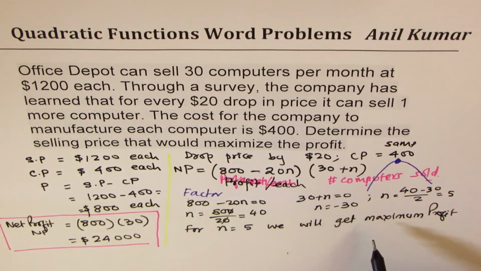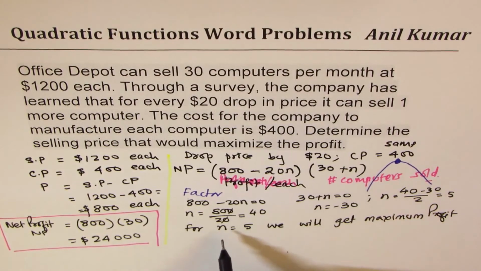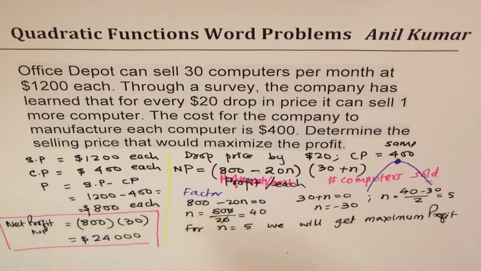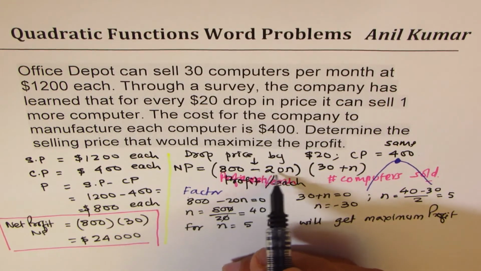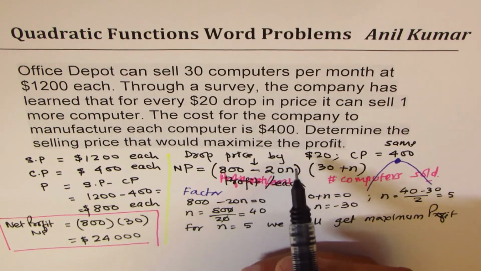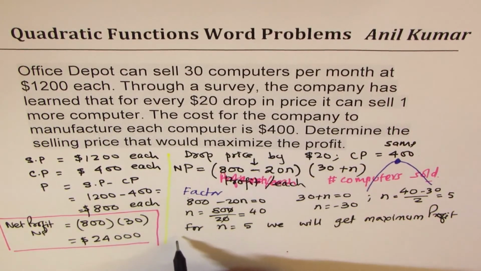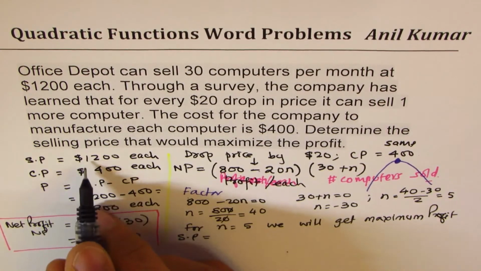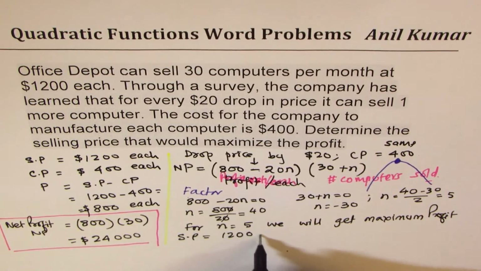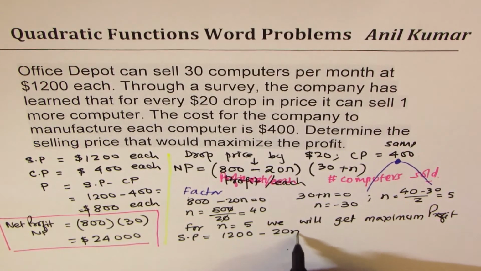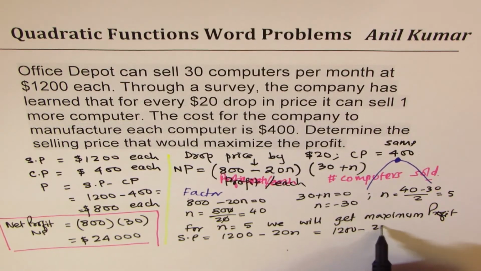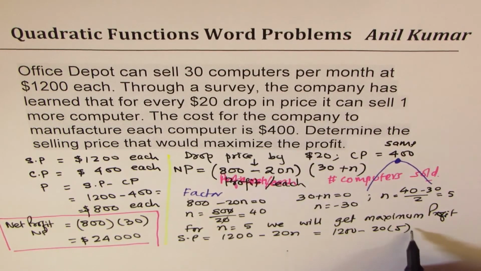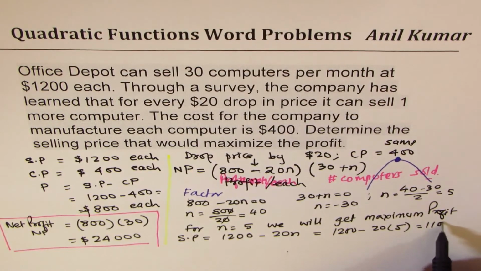See, we have adopted a different approach purposely since we have many examples with completing the squares, right? So if you understand and appreciate this method, it is very short and saves time. So for n equals to 5, what is the selling price? So that is we have 20n, right? So we have to increase or decrease by 20 times n. So selling price should be equal to, original is 1200 minus 20n. Do you see that? So where n is 5, it is 1200 minus 20 times 5, which is 100. So the selling price should be $1,100.